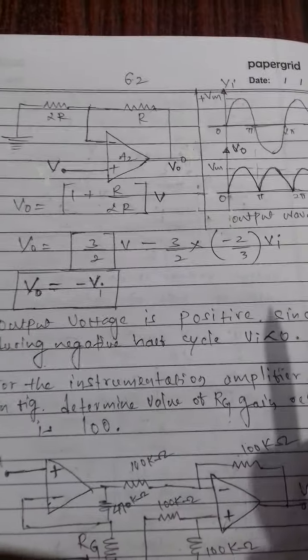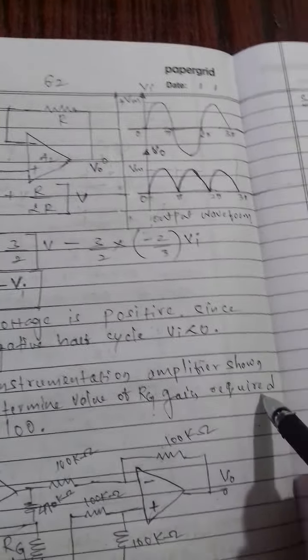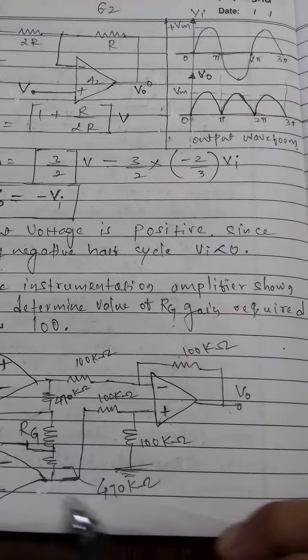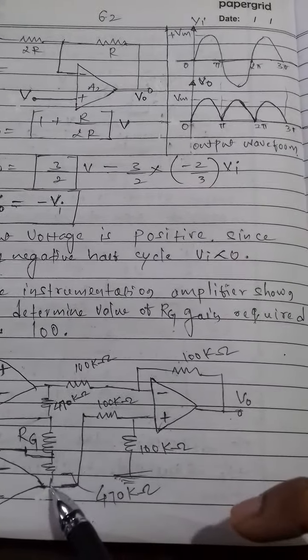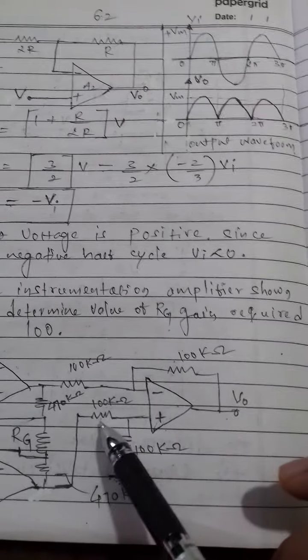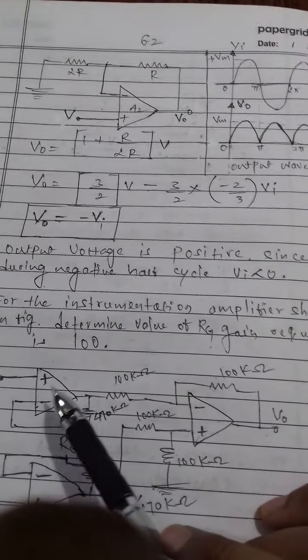For the instrumentation amplifier as shown in the figure, determine the value of RC. The gain required is 100. Here it is the instrumentation amplifier, and here these are the resistances RF1, RF2, and these are the 100 kilo ohm resistances. A1, A2 and A3 are the op amps.